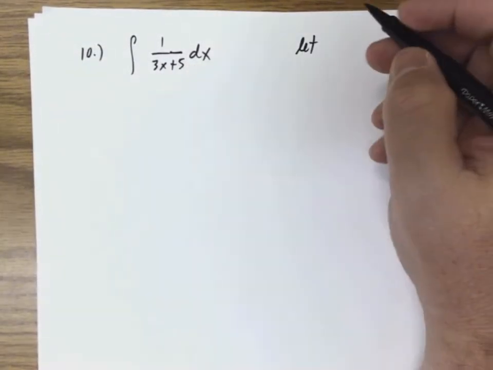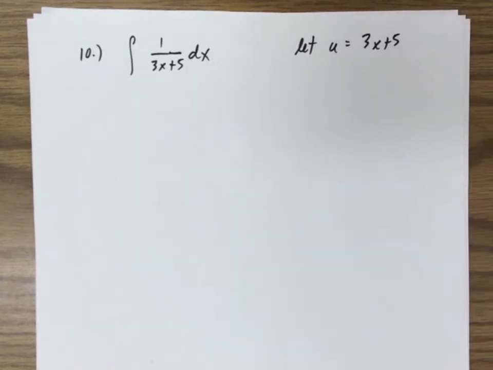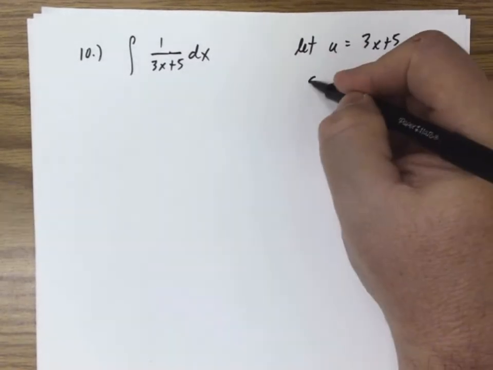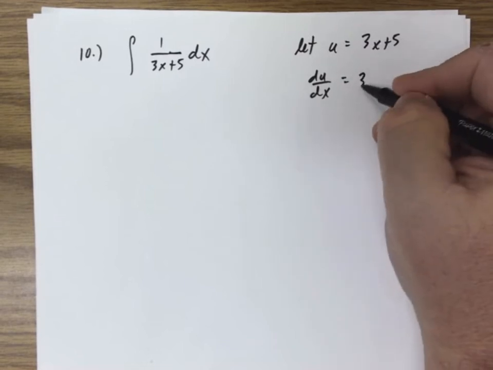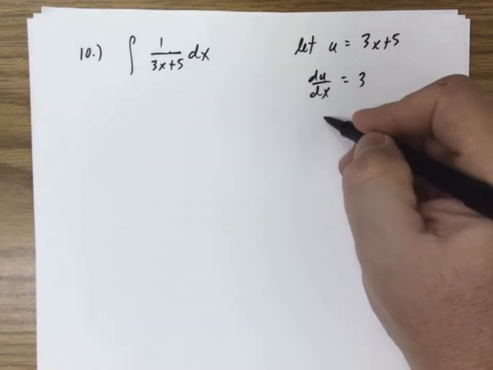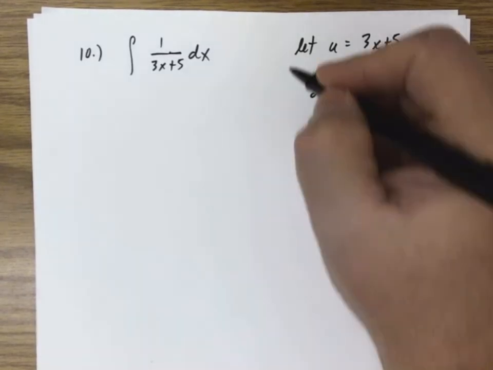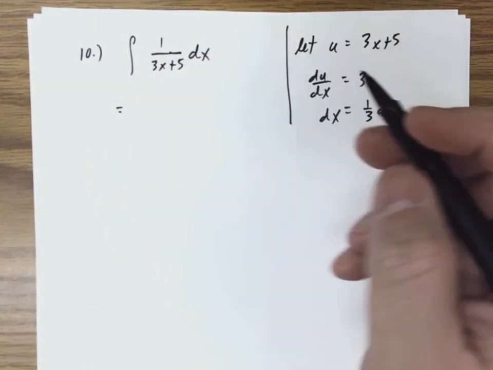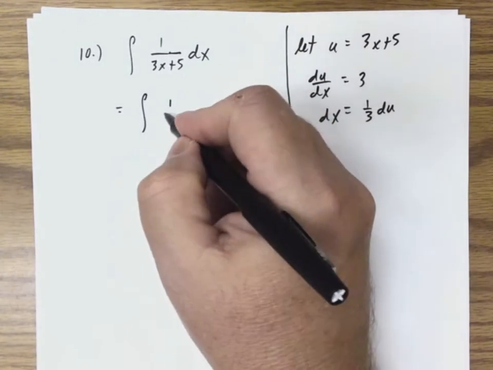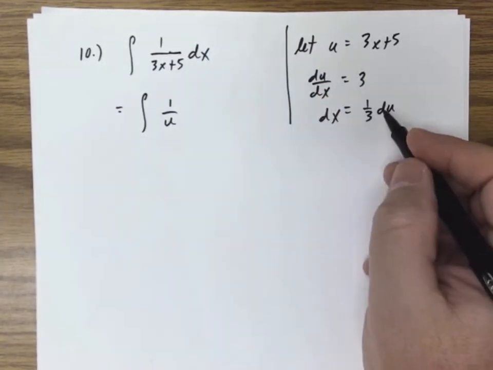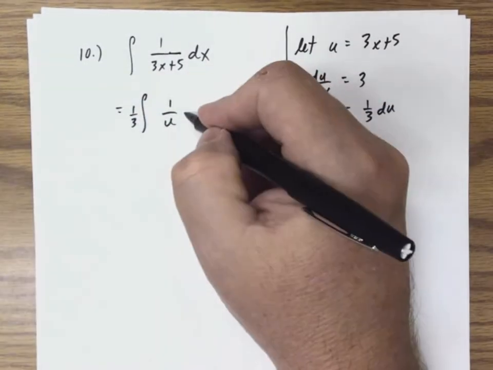Let's take this denominator and let's call it u. So now we take du dx. The derivative of 3x plus 5 is just 3. If I want to get dx by itself, so now if I do my substitution, this 3x plus 5 is what I call u, then dx is 1/3 du. I'm going to move the 1/3 out front right away.